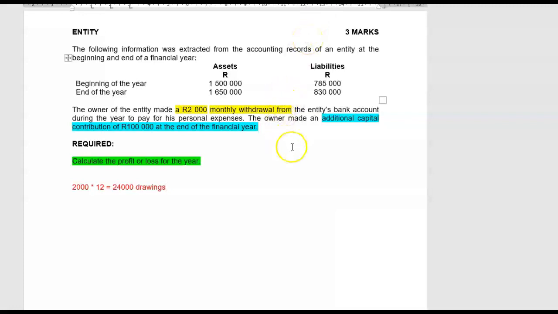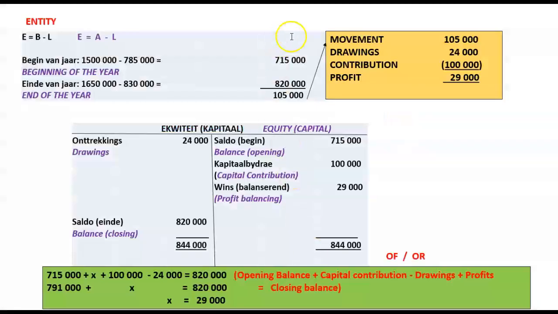Great. So what is equity? Equity equals assets less liabilities. What is included in equity? Equity equals also capital plus profits plus capital contributions less drawings. So we can do it in more than one way.